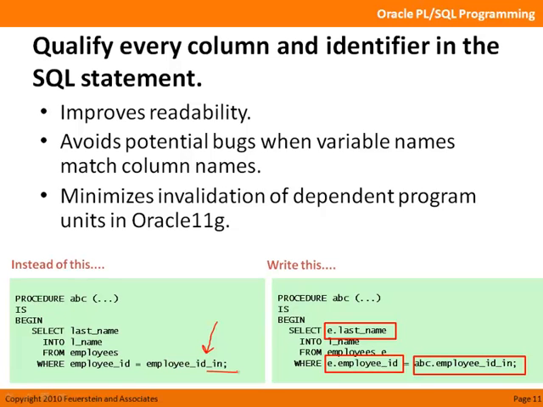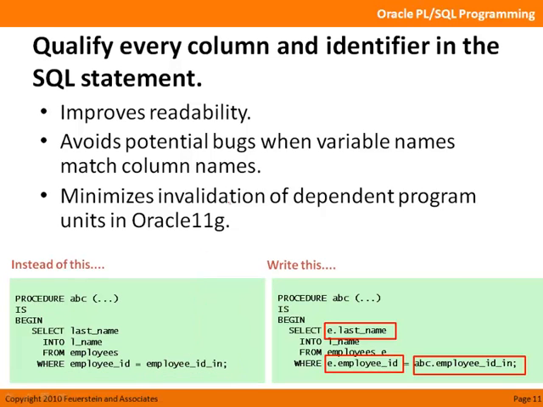But wait a minute. What if the DBA adds a column called employee_id_in? They don't know about all my naming conventions. They know how they want to name their columns. So that's a perfectly valid database column name. And if I haven't qualified my references to my variables and my columns inside my SQL statement, when the DBA adds a column called employee_id_in, my code will be invalidated, it will recompile, and it will still quote unquote work, but we'll get some really, really strange bugs. So that's the biggest reason to always qualify references to your variables and your columns.